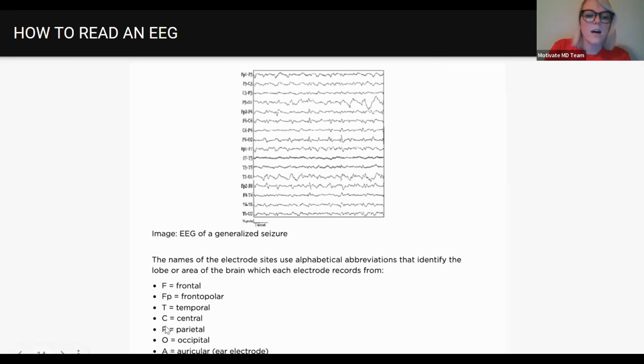Basically, you put all these leads on a patient's head, and you guys may have seen this in movies or whatever, but all these leads are put on the head to monitor the electrical activity of the brain. And we could do one of two things. We could do a continuous EEG, where we measure over a long period of time.